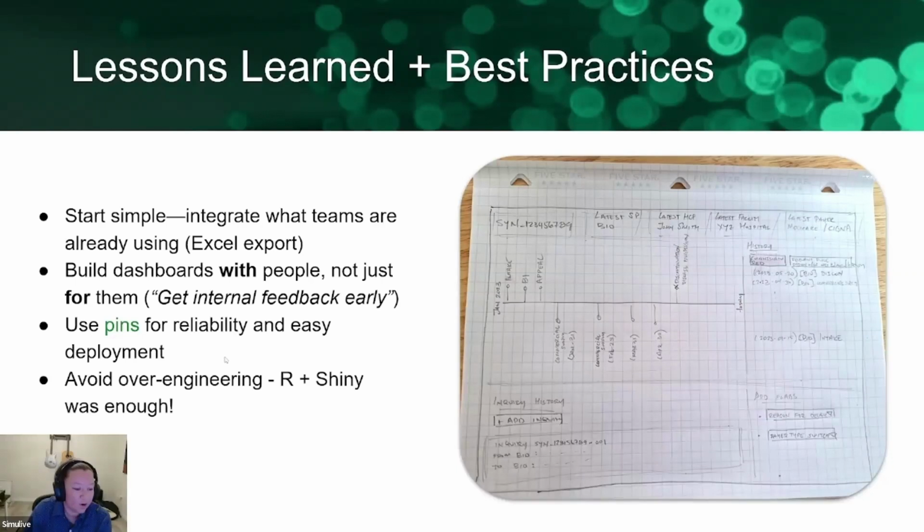And you don't need to over-engineer. Like I said, we're using pins. We're not querying a database. There is a database in the back end creating those pins, but for this application, we simply needed a Smartsheet API connection and to read in some pins and some custom R logic.